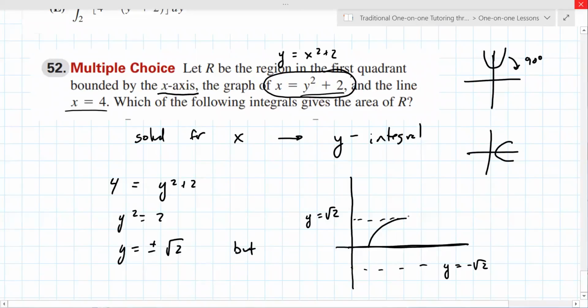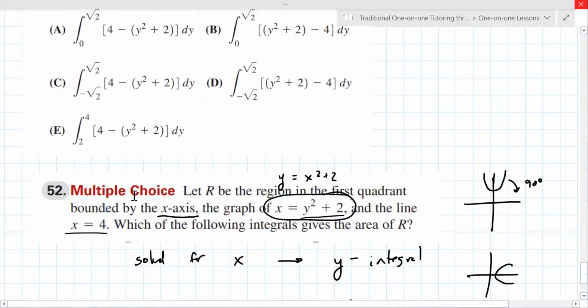Okay, and then y equals 4, or I'm sorry, x equals 4 is there. I know it's not to scale, but just roughly, so we're looking for something in that region right there. The first thing I notice is the bounds are going to be from 0 to square root of 2.